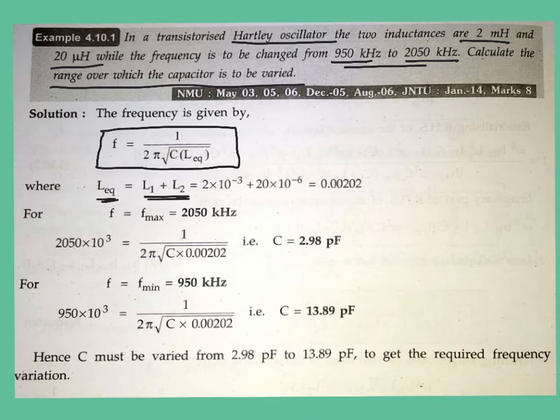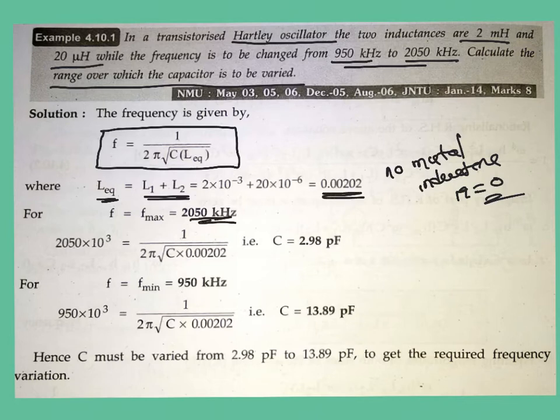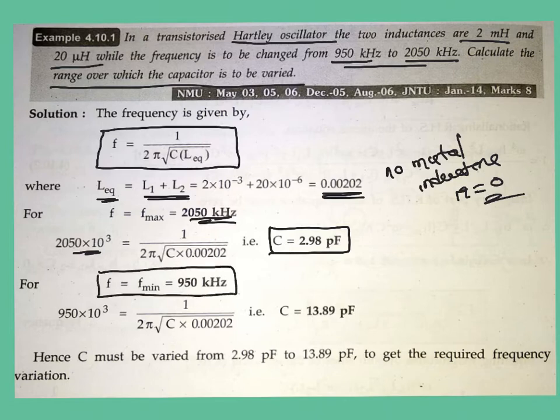Generally here no mutual inductance is considered, so that means capital M is equal to 0. Then L1 plus L2 is the equivalent inductance, and he has given the maximum frequency as 2050 kHz. If we substitute in the place of f and the remaining L equivalent and this value, then the capacitance value will be 2.98 picofarads. And if we calculate for the minimum frequency in the given question, 950 kHz, and substitute it in the formula, then it becomes 13.89 picofarads.